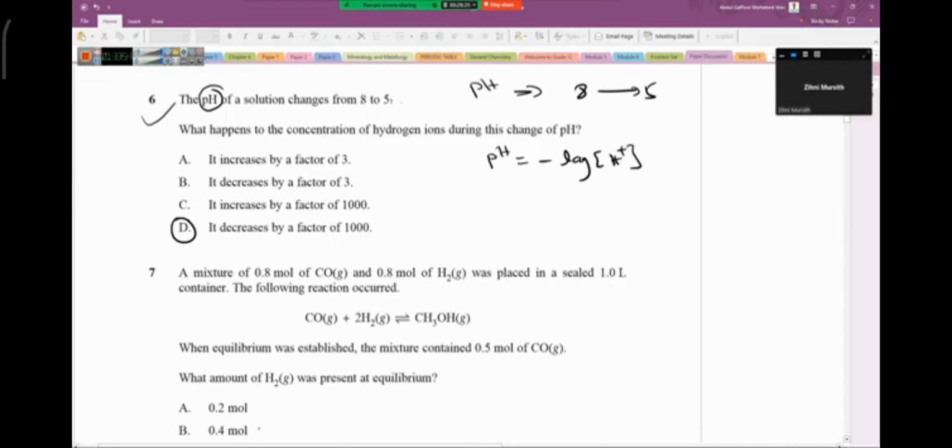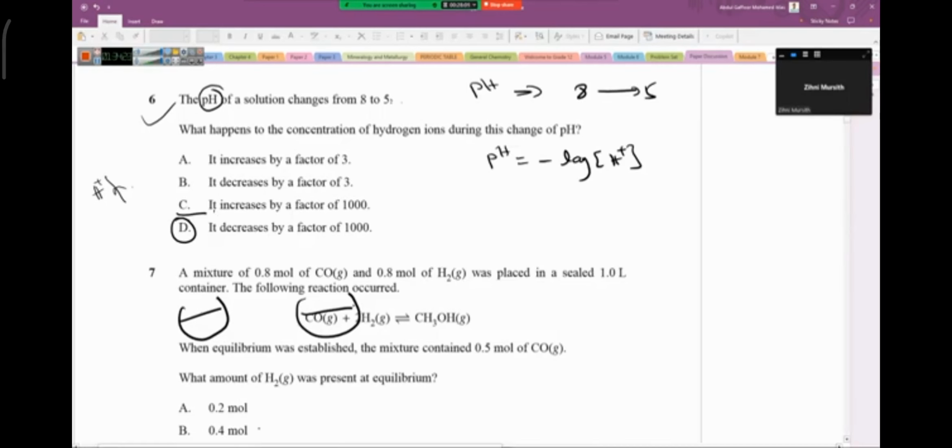Now if I consider the first scenario, here we have a solution, and we decrease the pH. If we want to decrease the pH, what should I do to the H plus concentration? I should increase the H plus concentration, then only the pH will reduce. Can you understand that? So it should be C, right?